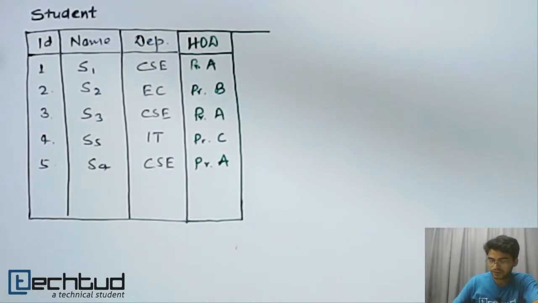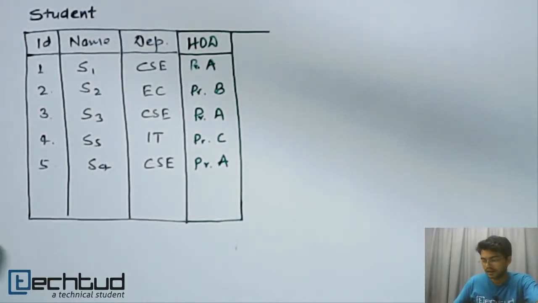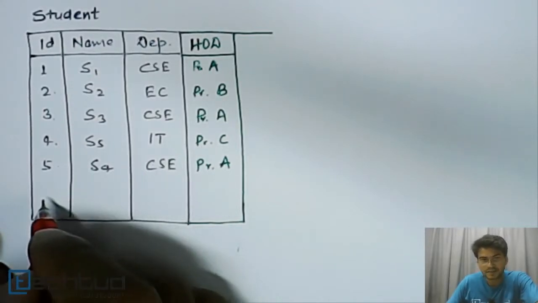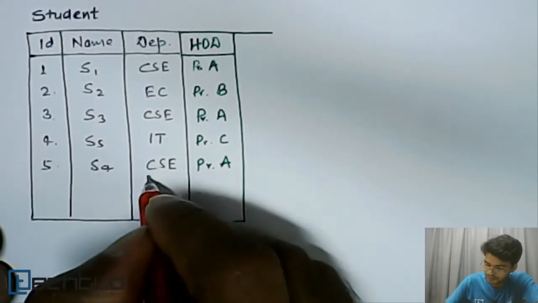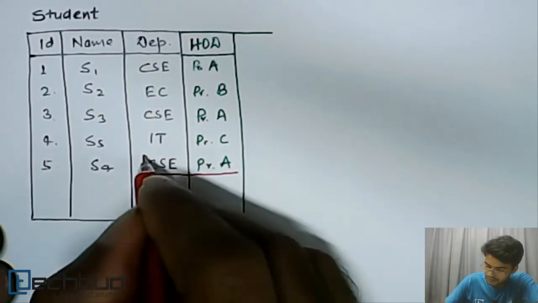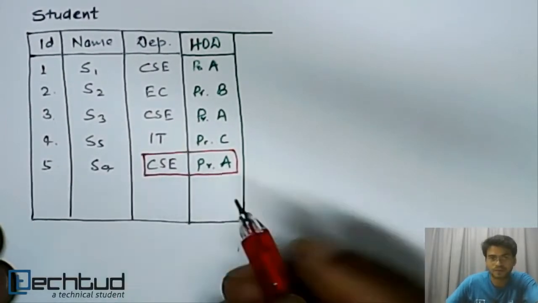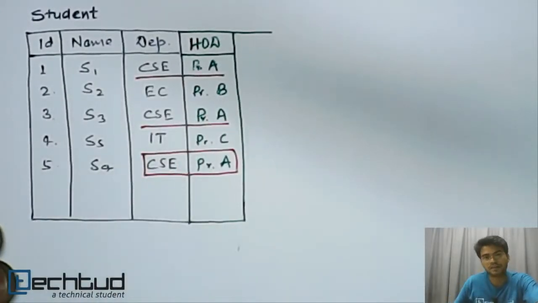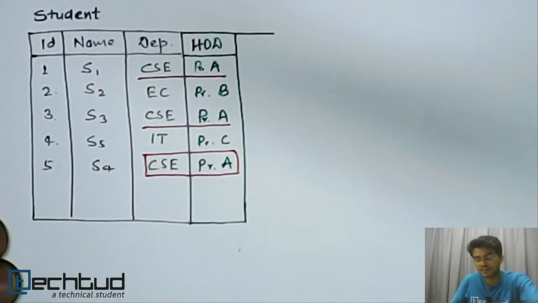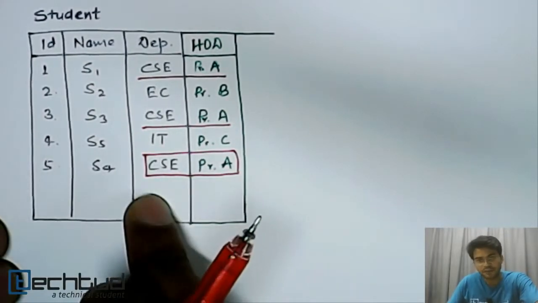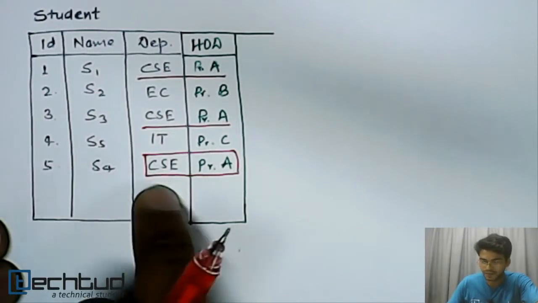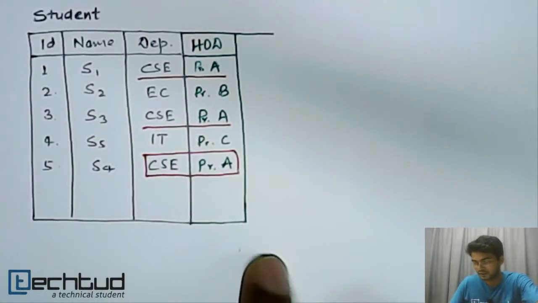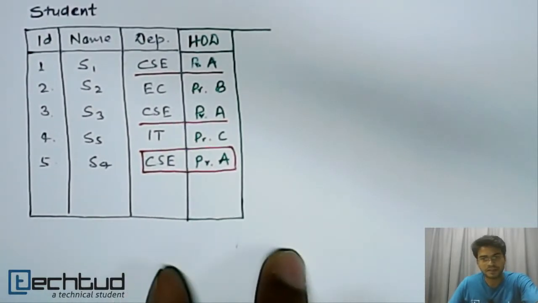Now there is a point of observation: whenever there is a computer science student, this entry is repeating: CSE Professor A, CSE Professor A, CSE Professor A. So don't you think this is a redundancy? Because every time you enter a CSE student, you will enter the branch CSE and then write Professor A. So this is a redundancy in our database.